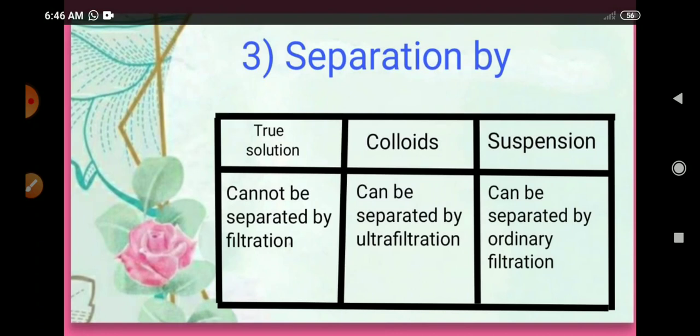How can we separate the particles? In true solution, the particles cannot be separated by filtration. Example, salt in water. We cannot separate salt from water by filtration. But in suspension, it can be easily filtered with the help of filter paper. That means sand in water, if you filter it, you can easily separate the sand from water. In colloids, ordinary filtration is not possible, but ultrafiltration can be used to separate the particles. So that is the difference on the basis of separation.